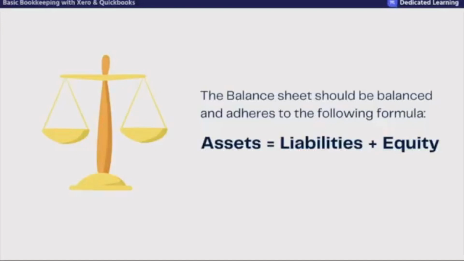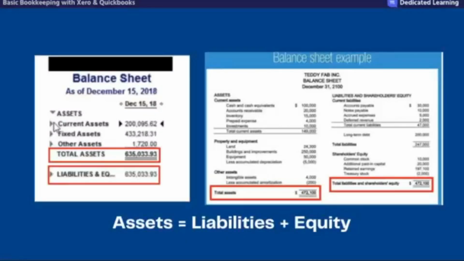As the name suggests, these three categories need to be balanced. There's our keyword again, friends, right? With the following equation in mind: the company's total assets should be equal or balanced with the total sum of the company's total liabilities and its equity. Here's an example of what that can look like.